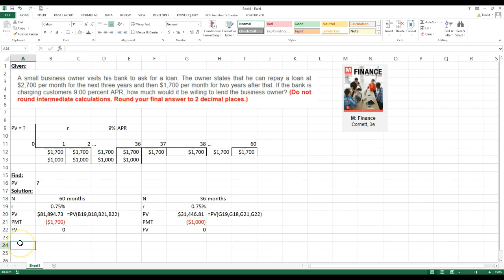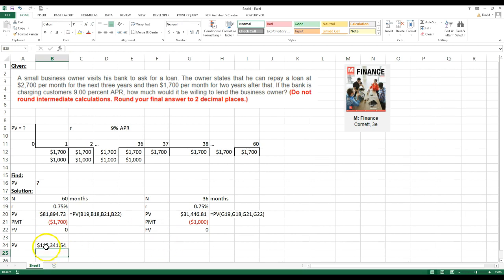So finally, the last thing we want to do is we want to add the two present values together, so it equals this plus this, okay? And that's my answer. Well, it's pretty easy to do on Excel.